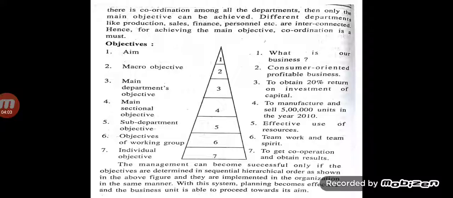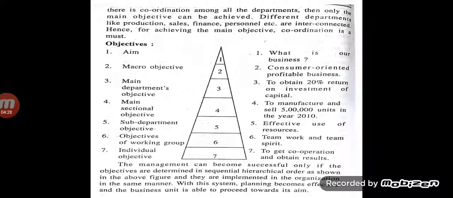So how can we decide the aim of the business? With the help of a particular question, like question number 1, what is our business? On the basis of our business we can decide our aim, our mission, our vision, etc. We can complete this point with the help of the objective of aim. Clear?